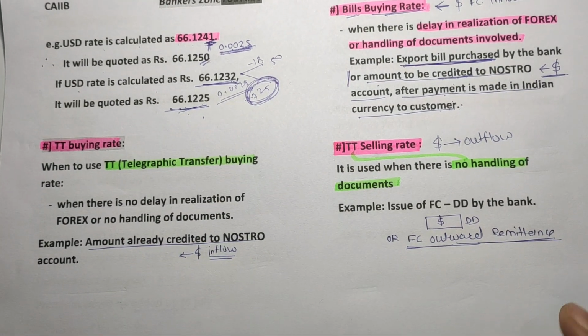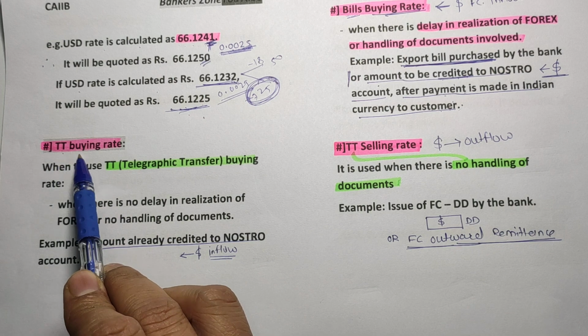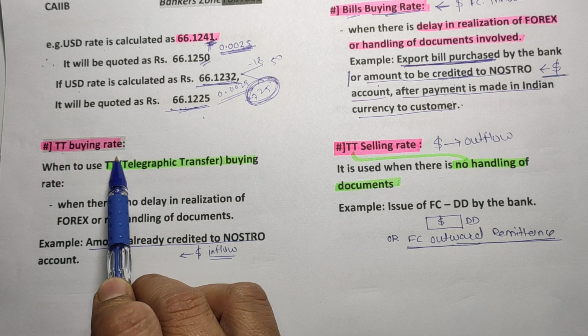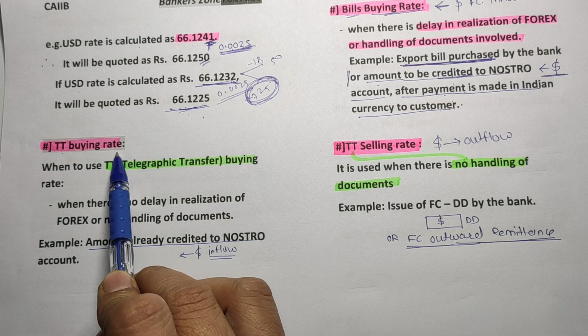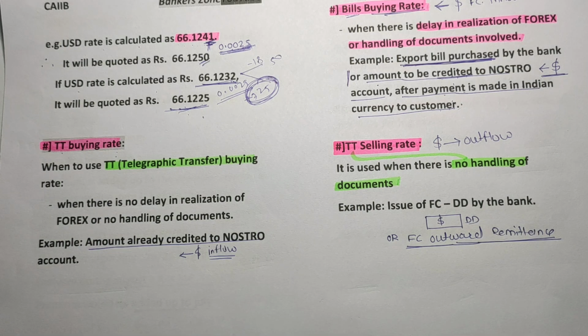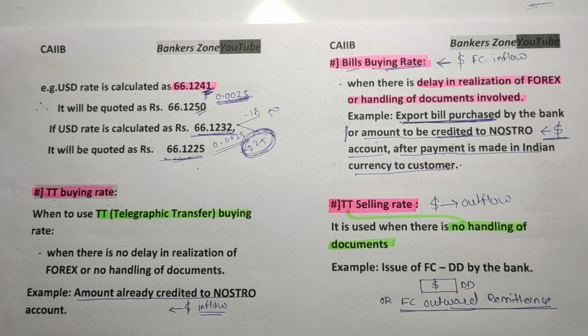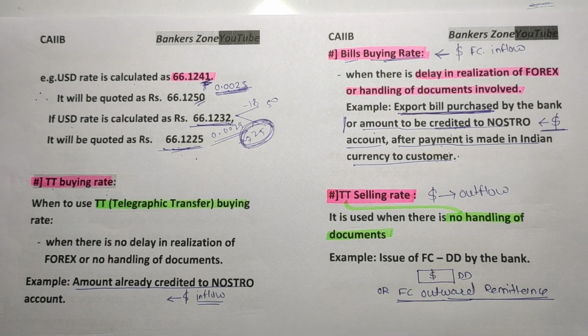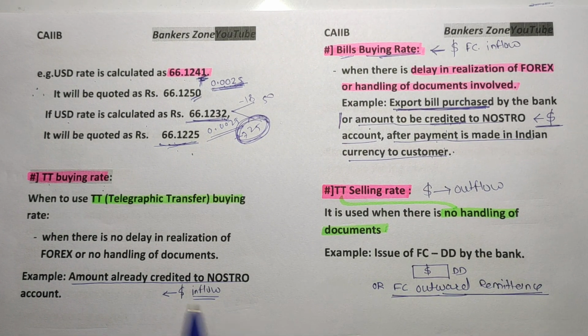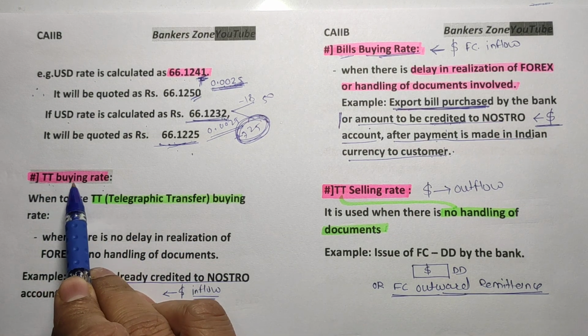Okay, now how to identify the TT buying rate? I have already explained in all the previous videos, but now we have to start the numericals. That's why I am giving you all the rules in a single video, so that you can watch this video repeatedly and come to know how to solve the numericals. So how to identify the TT buying rate?